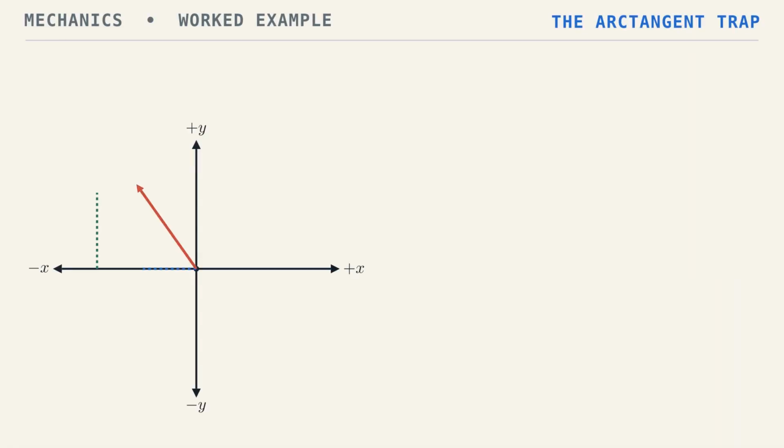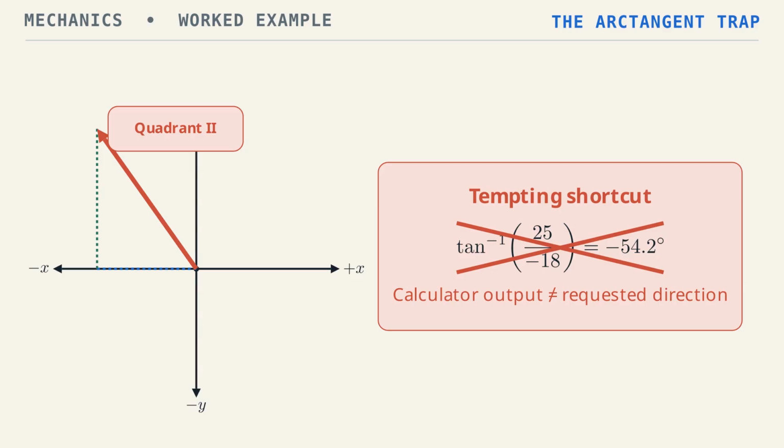Here is the common trap. If we type y over x directly into inverse tangent, the calculator returns negative 54.2 degrees. That angle points into the fourth quadrant, but our displacement clearly points west and north, in the second quadrant. Inverse tangent alone does not reliably identify the quadrant. The diagram is what tells us which geometric angle the problem is asking for.